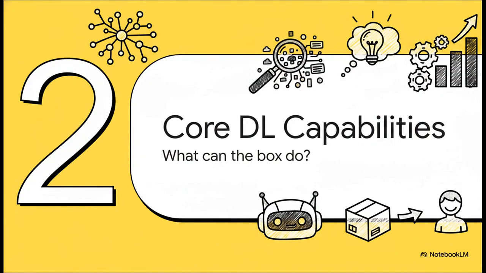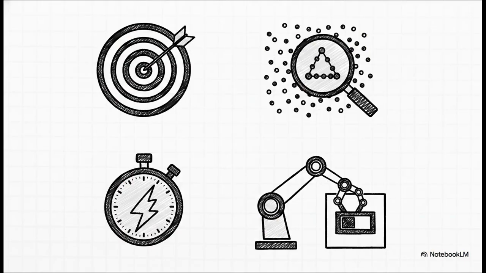Which brings us to Section 2, Core Deep Learning Capabilities. What can the box actually do? You might be wondering, if deep learning is so complex and opaque, why even use it? Well, recent business model research outlines 4 core capabilities that you can leverage.